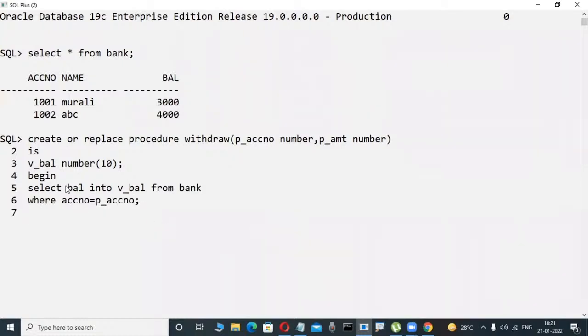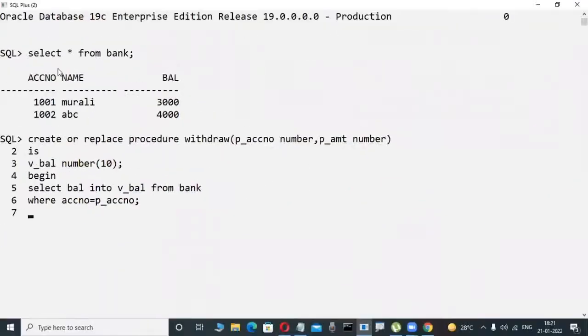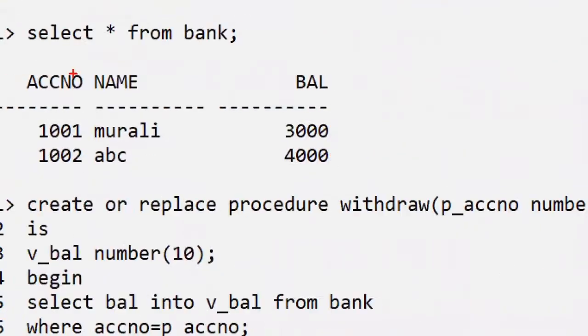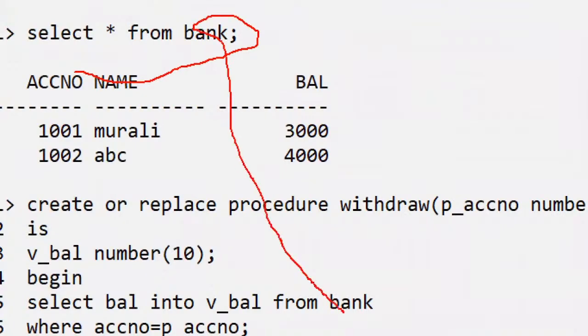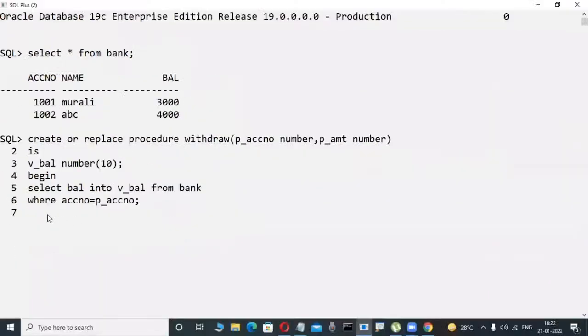Suppose bank is a table. The table here, this is a table format only. Your transactions are stored in it. This table I'm using in this PL/SQL code. Here I'm checking the balance only through the account number. Whenever I insert an ATM card, I try to withdraw 9,000, as in the previous case. That is an amount only.